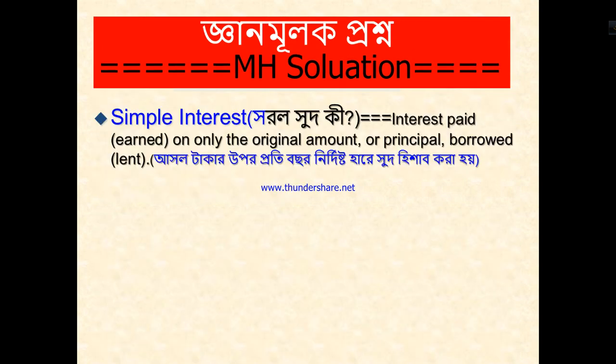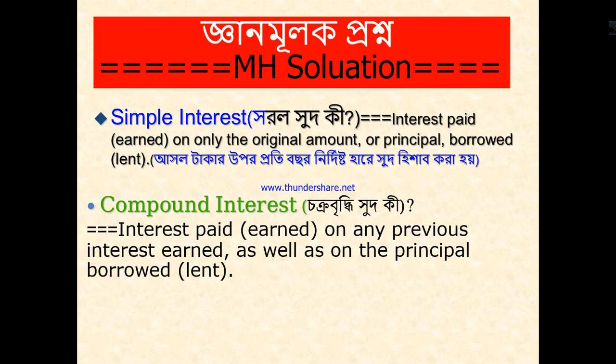So now the question to you: how many types of interest do we usually have to count? Two types of interest, simple interest and compound interest. So what is simple interest? Simple interest is interest paid on the principal amount, or it may also be on the borrowed amount. Interest paid on principal amount or borrowed amount. The principal amount may be your equity capital or it may be debt capital. That doesn't matter.